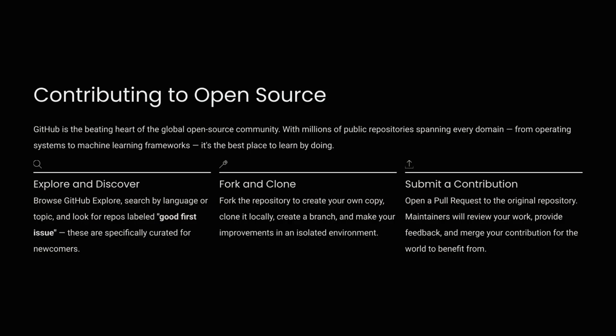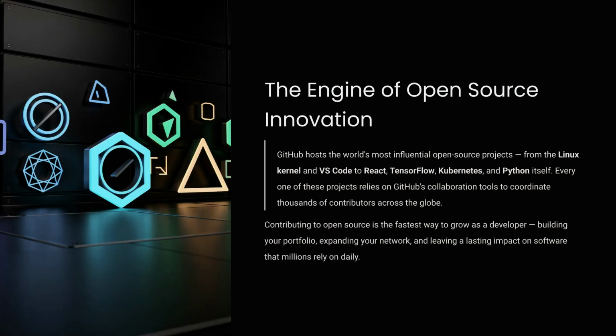GitHub is the heart of open source. To contribute, you can browse GitHub Explore for projects, look for issues labeled Good First Issue, fork and clone the repository, and then submit your contribution via a pull request. GitHub is the engine of open source innovation, hosting influential projects like the Linux kernel and VS Code. Contributing to open source is the fastest way to grow as a developer, build your portfolio, and make a global impact.